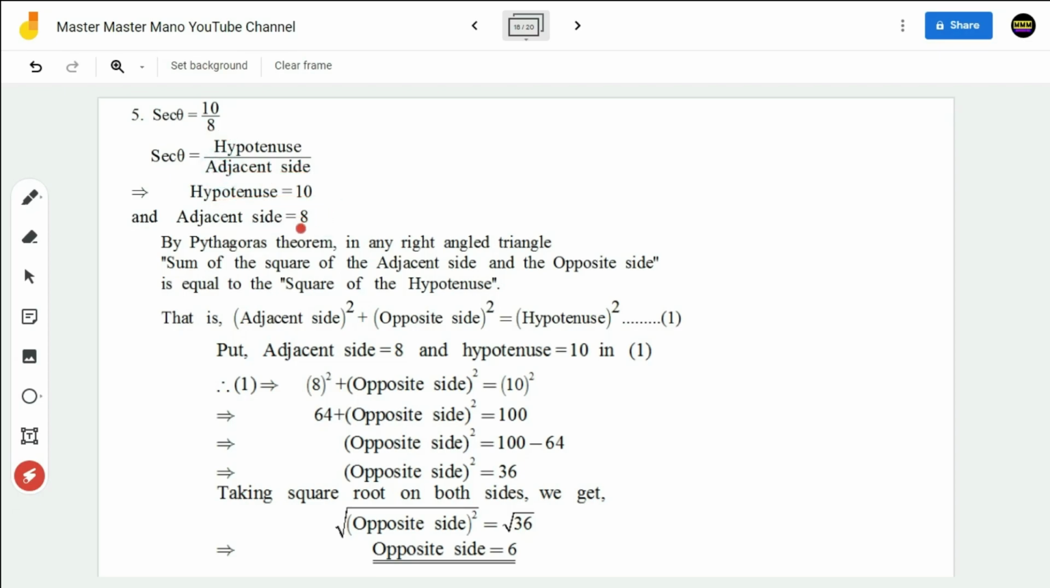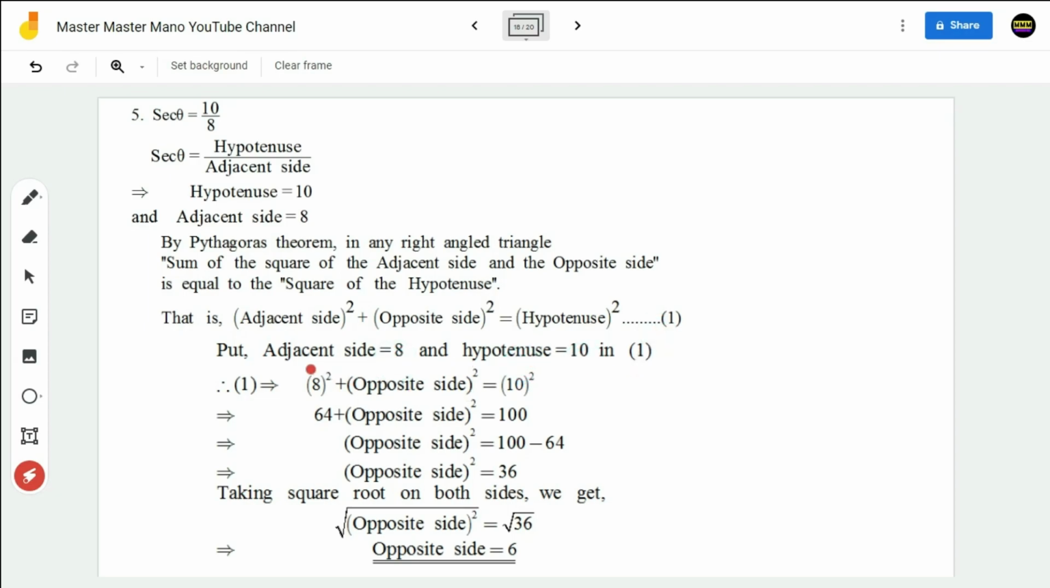In a right angle triangle, we were given the length of the hypotenuse and the adjacent side. The length of the opposite side is not given. We are going to find the length of the opposite side by Pythagoras theorem. Pythagoras theorem states that the sum of the square of the adjacent side and the opposite side is equal to the square of the hypotenuse, that is adjacent side square plus opposite side square equal to hypotenuse square, and this is named as equation 1. Put the given values adjacent side equal to 8 and hypotenuse equal to 10 in the first equation.